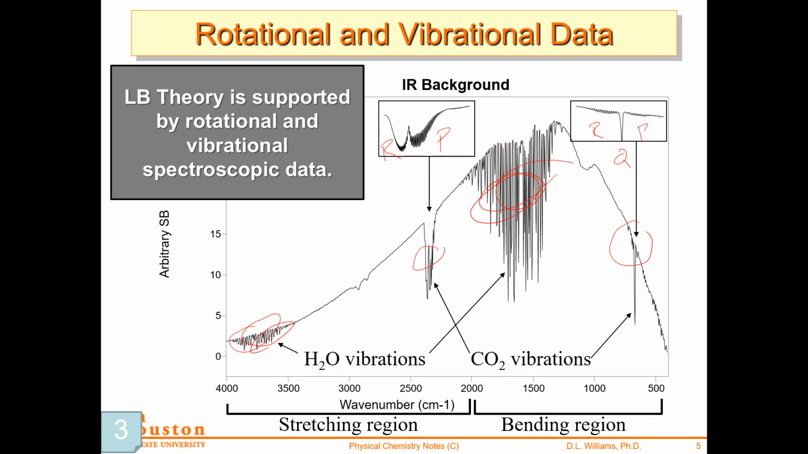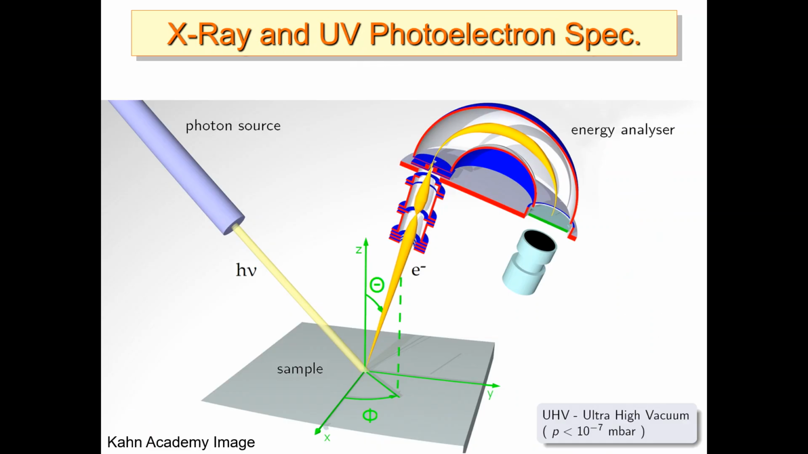So local bond theory has given us good structures. It's given us good rotational constants. It's helped us understand this spectra up to this point. But then we go into an electronic experiment like X-ray or UV photoelectron spectroscopy, and we run into some trouble.